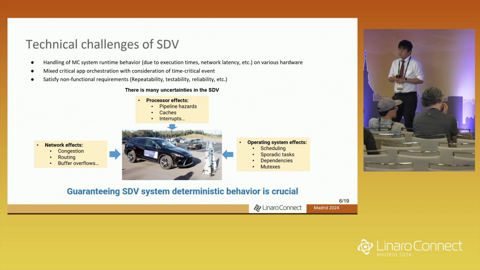So more uncertainties have to be taken into account in SDV than ever before. For example, network effects and processor effects and OS operating system effects and so on. Yeah, so guaranteeing the SDV system deterministic behavior is very important.